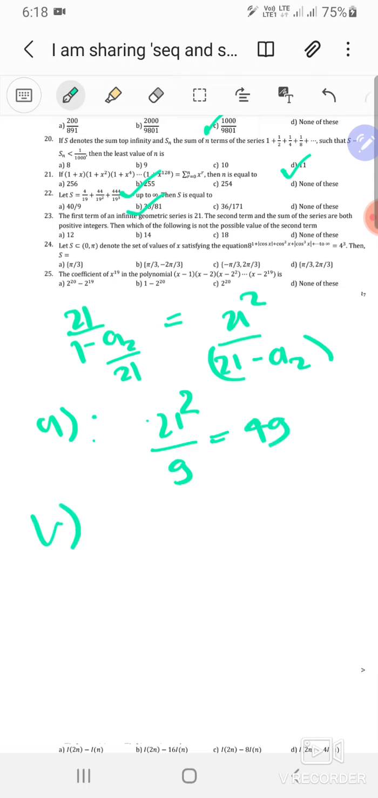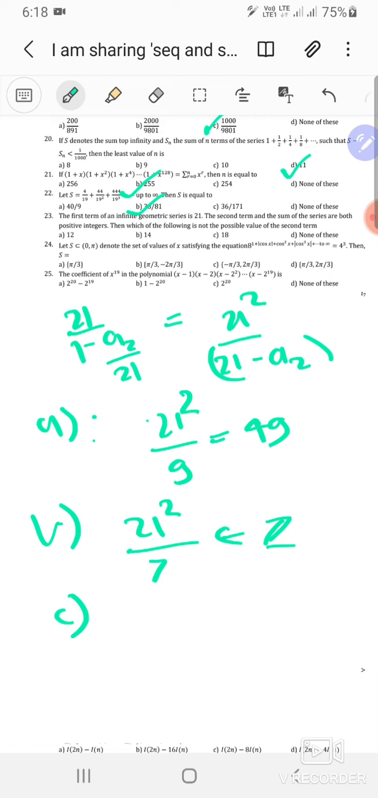Our option B is that this might be 14. 21 squared upon 21 minus 14, that is 7. Yes, this is an integer. C is 18. So 21 minus 18 is 3. Still it does work. Which is not a possible value of the second term? I mean, all of them did work, so why not?